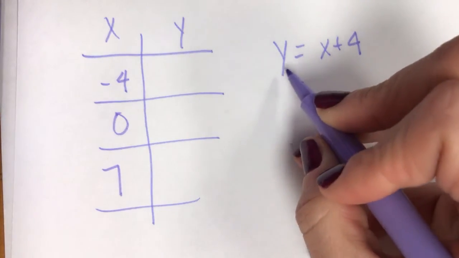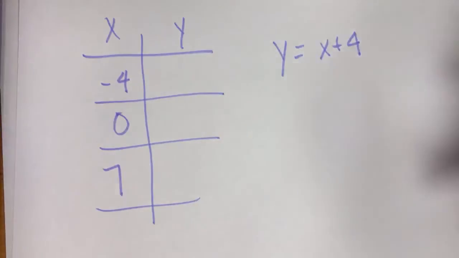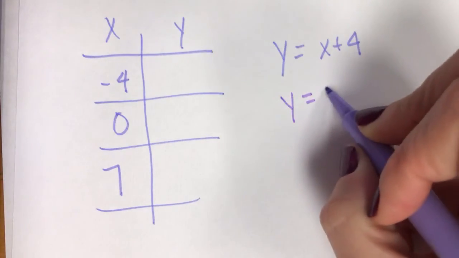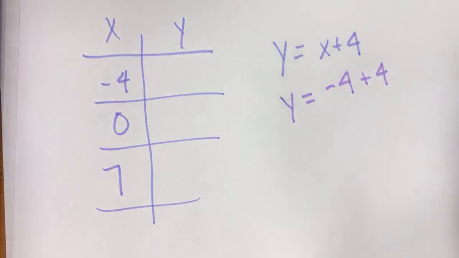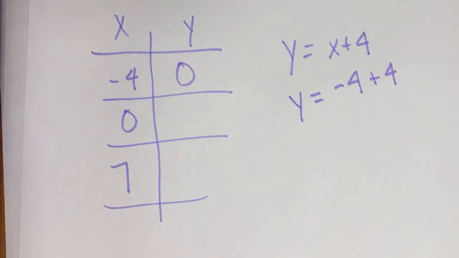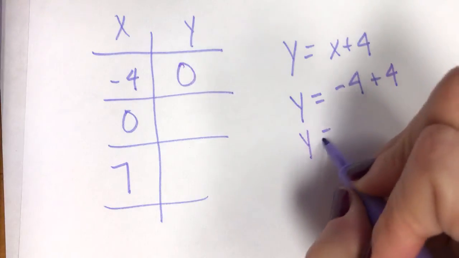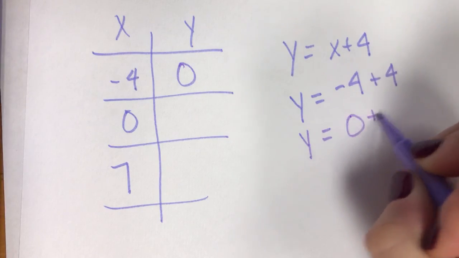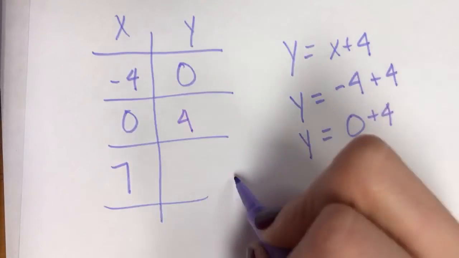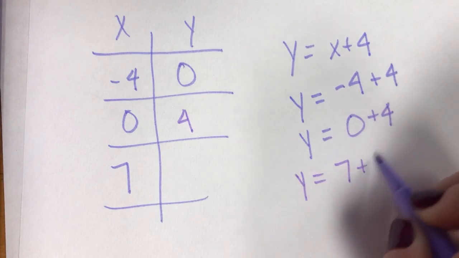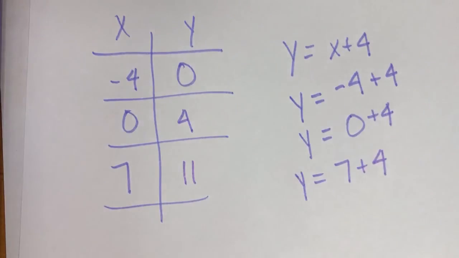So instead of saying y equals x plus 4, we should be able to say y equals negative 4 plus 4, which equals 0, and so we would fill this in with a 0. Okay, we should be able to say y equals 0 plus 4, and fill that in with a 4, and y equals 7 plus 4, which gives us 11.